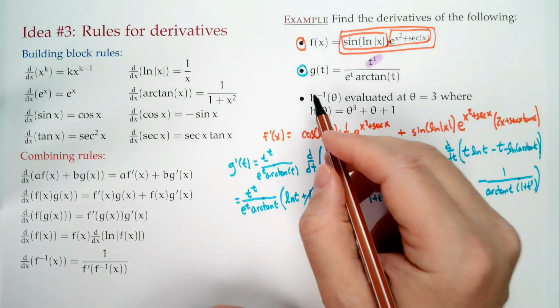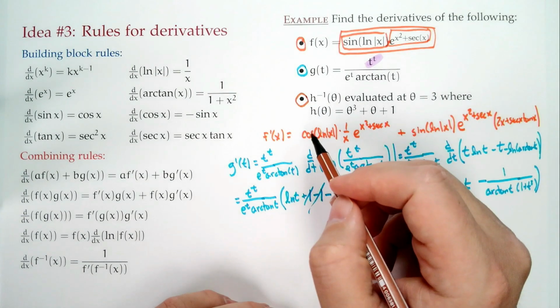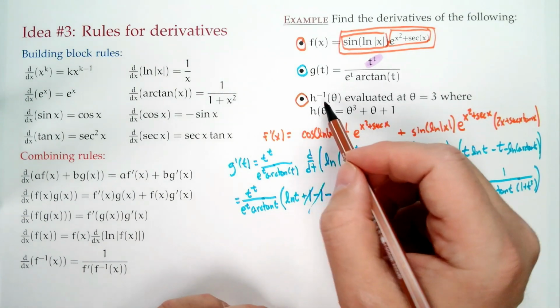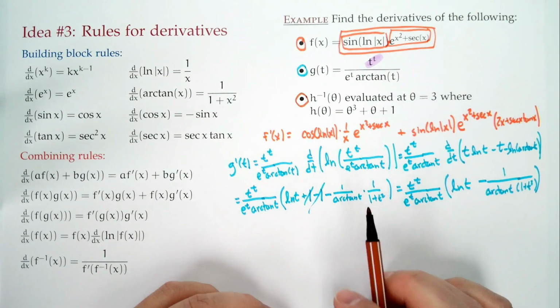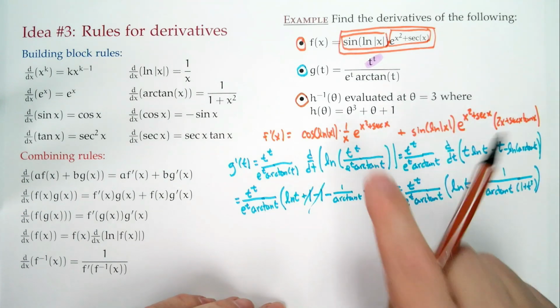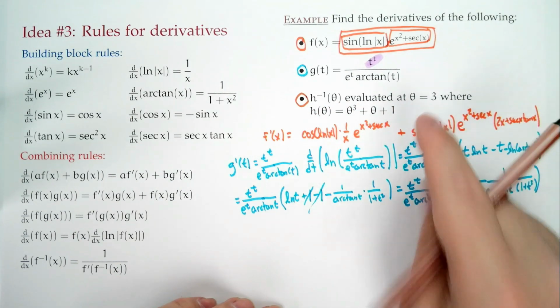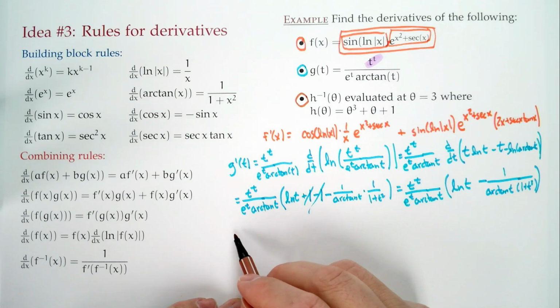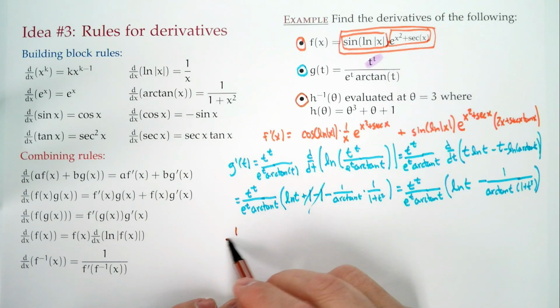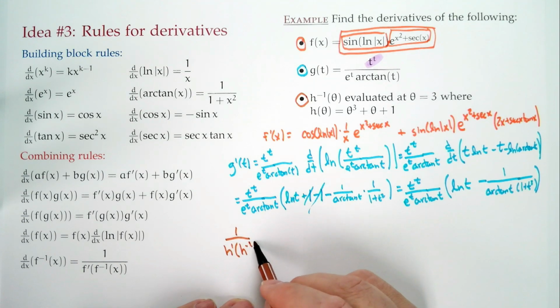Okay, so let's do the last one. H inverse at 0. Well, there's a clue. The inverse. Okay. So what does that tell us? Well, notice we want to evaluate it at theta equals 3. So what we're doing is we're going to really take 1 over h prime of h inverse of 3. So that's what we're after.